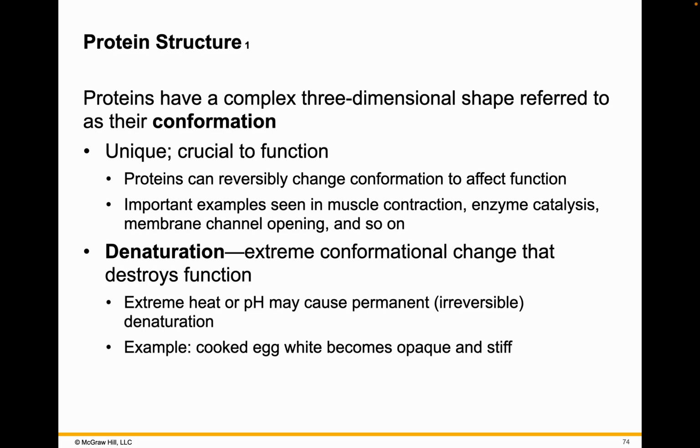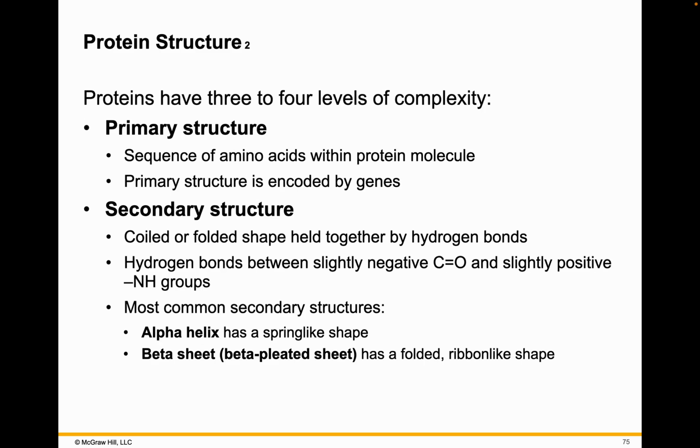Denaturation is an extreme conformational change that destroys the function. Things like extreme heat or pH can cause denaturation, and that would be permanent in those cases, irreversible. A cooked egg white is denatured and becomes an opaque, stiff structure instead of a fluid structure.